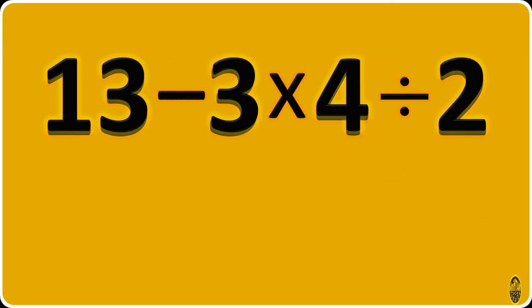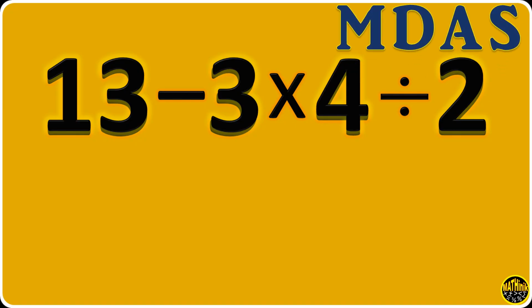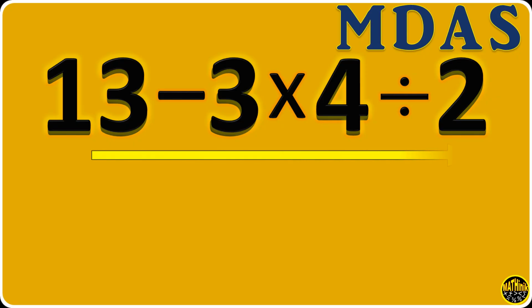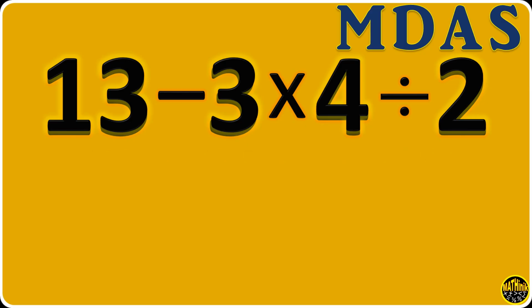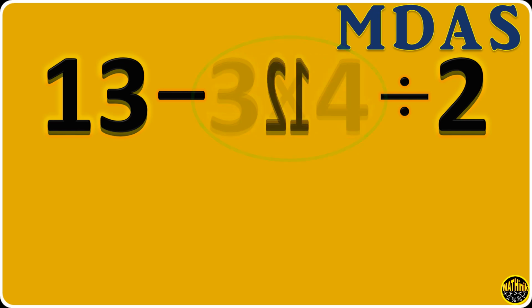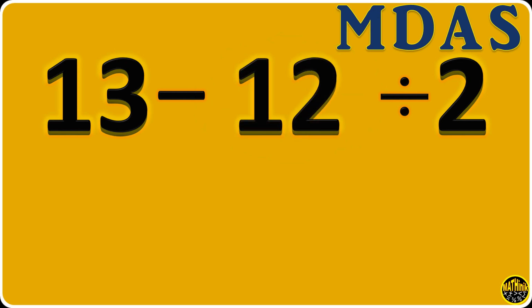So, in order for us to solve this expression correctly, we must remember and follow one rule. That is MDAS. With that knowledge in mind, we will start from left going to the right. Consequently, according to the rule, we will do first the operation of multiplication, which is 3 times 4. And the product is 12. So now we have 13 minus 12 divided by 2.